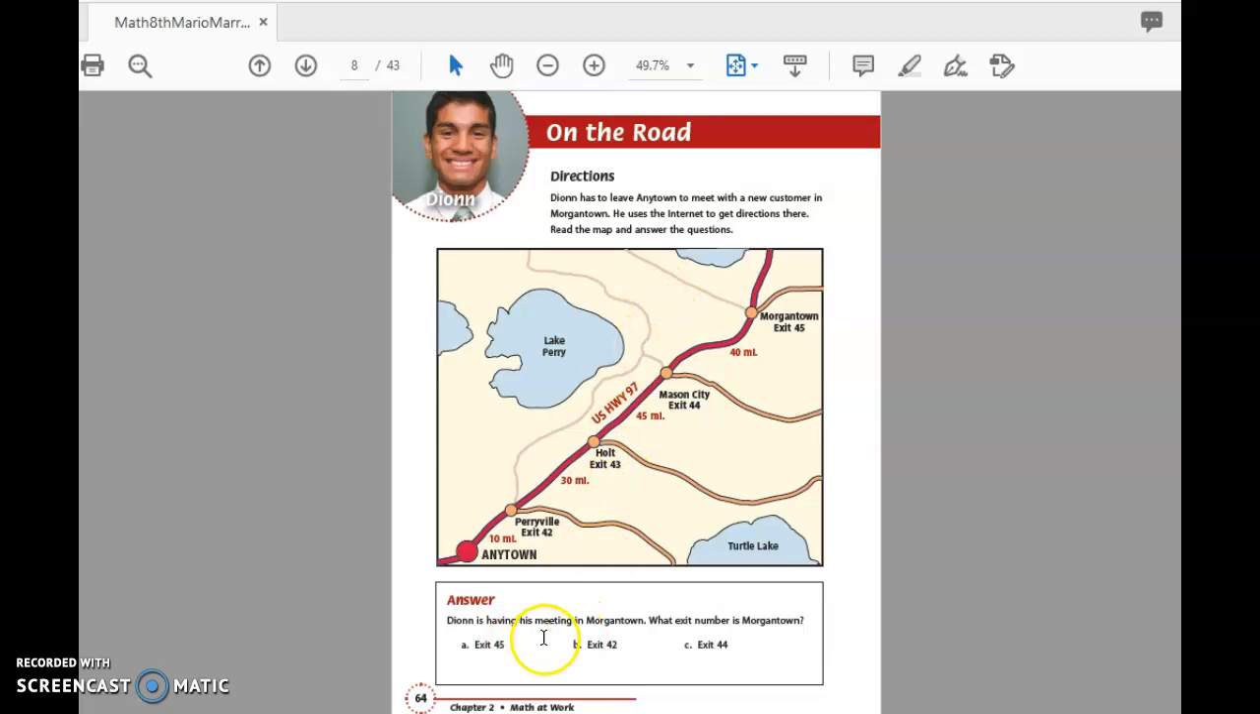Dion is having his meeting in Morgantown. What exit number is Morgantown? So let's look for Morgantown. We have Morgantown over here. So what exit are we looking for? Is it A, 45, B, 42, or C, 44?